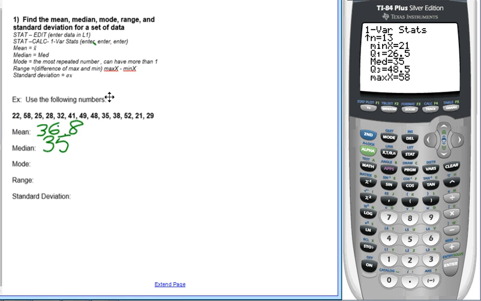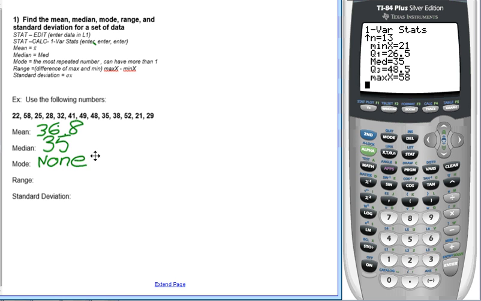My mode is the most often repeated, so I've got to visually look at the data and see what's the most often repeated number. Looking at the set of data, do I even have a mode? You don't always have a mode. I've got 22, I don't see any other 22s, 58, 25, 28, 32. I don't think there is a mode on this one. Nothing repeats, so there is no mode. So none. Don't leave it blank though. Make sure you write none.